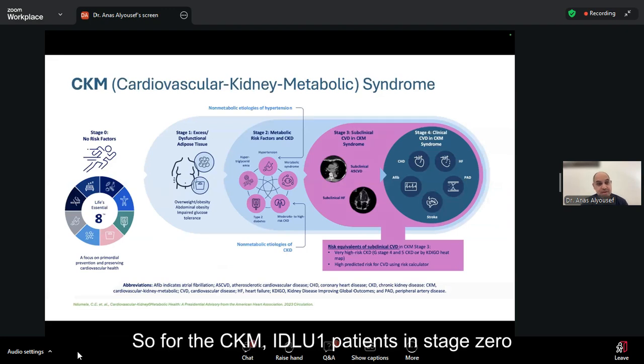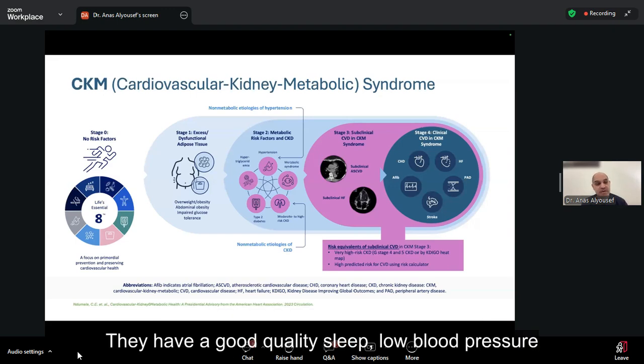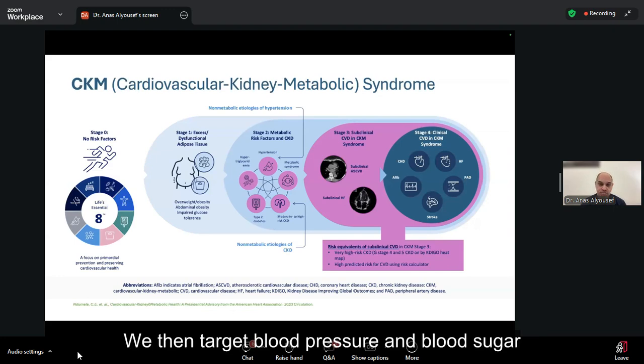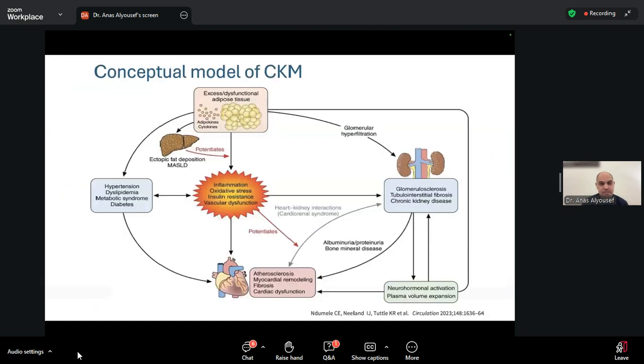So for the CKM, ideally we want patients in stage 0, where they have a good, healthy diet, they're exercising, they're not smoking, they have good quality sleep, and blood pressure and blood sugar within target. So all these are essential in our patients to prevent the advancing stages of the CKM.